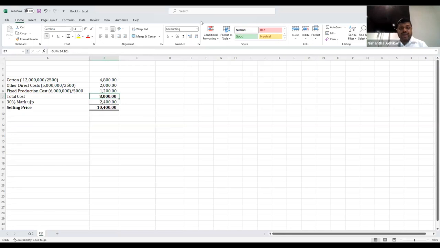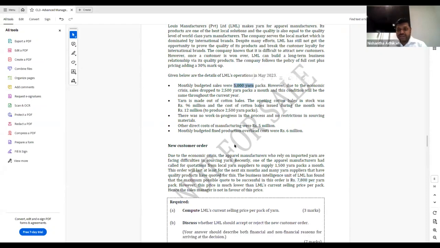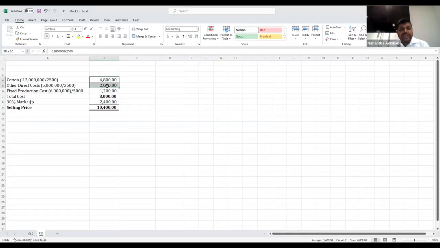But the problem is you have spare capacity, right? You have a capacity of 5,000 units, the 5,000 budget pack, but currently you are selling only 2,500. If you accommodate this order, you need not incur any additional fixed cost. Then your cost will be the variable cost, that is 6,800. If you agree to 7,800, you will earn an additional contribution of 1,000 rupees, because whether you produce or not, you have to pay the fixed cost.